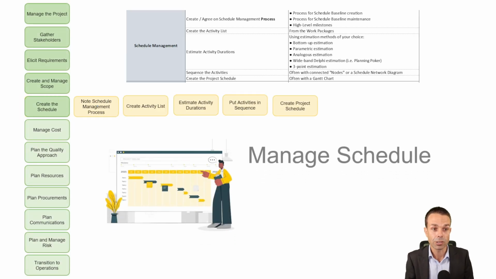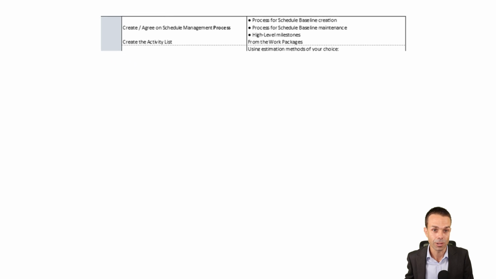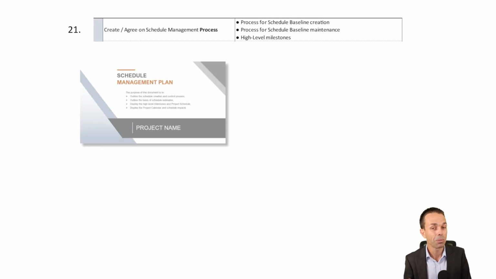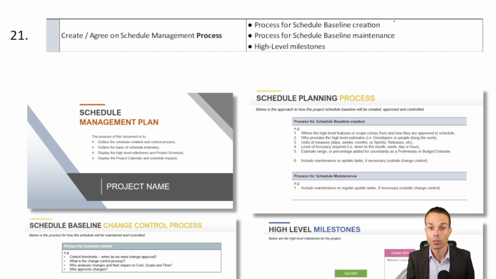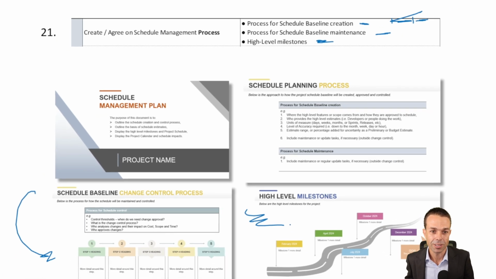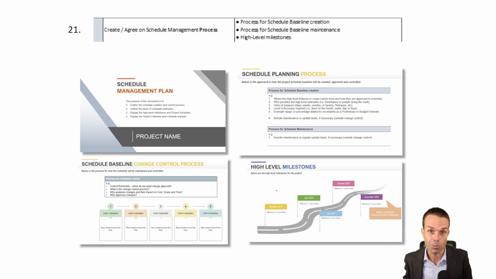So now that we've got all of our scope managed, then what we want to do is start putting that on a schedule. How long is that scope going to take to deliver? And the first thing we do there is plan out our process, as you know. So we're planning out how we're going to manage our schedule. Process for creating the baseline, which is our schedule locked in a moment in time, and any changes need to go through change requests or change control. Process for maintaining that baseline, and any high-level milestones that we might have listed out here. And it depends on how you want to show those. This is just another example of our schedule management plan.